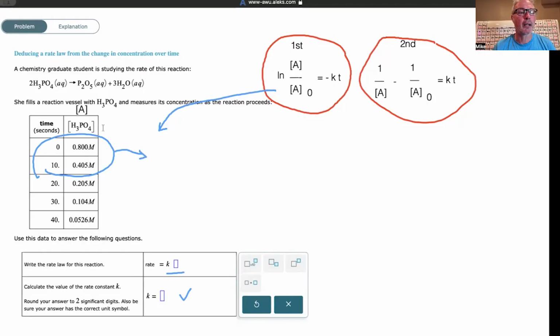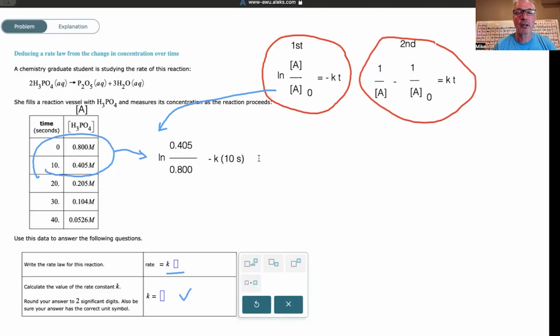Boom. Let's write here natural log of, I don't like that color. I want to use something more authoritative, like black. Natural log of the concentration of A at 10 seconds, 0.405, divided by, and I'm not going to put moles per liter in, it just cancels out anyway. I know I'm a unit freak, but I'm not that much of a unit freak. 0.800, right? Equals minus K. We don't know what that value is yet, but we know that this is 10 seconds. Let's go crank some numbers.